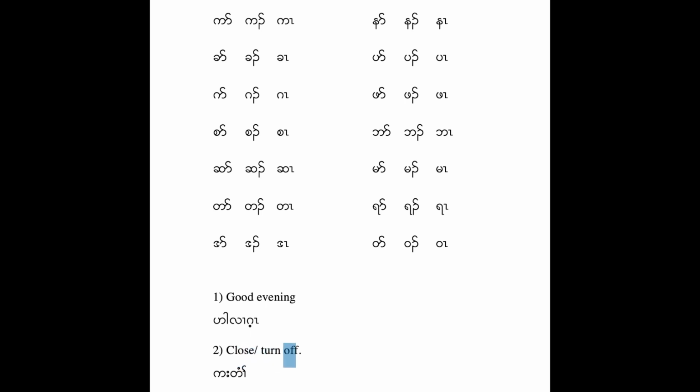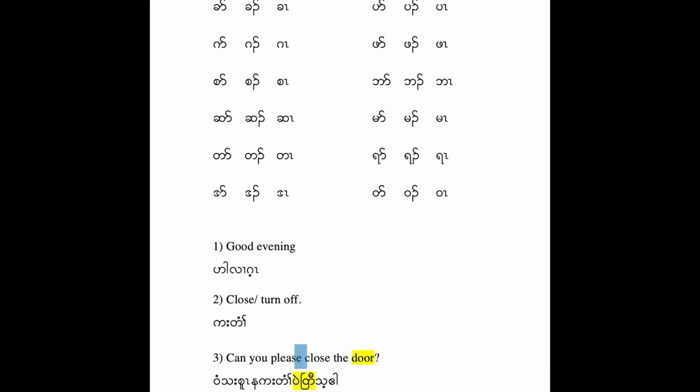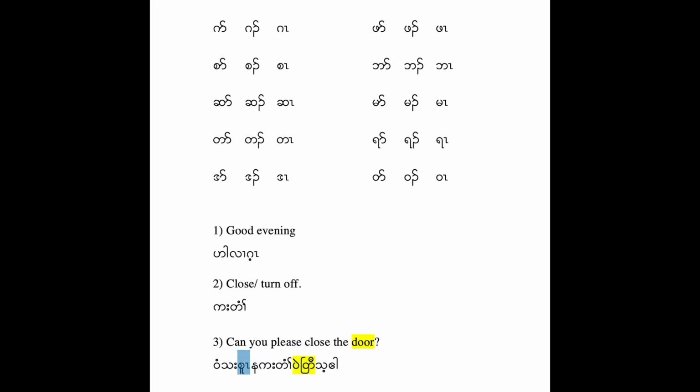Close or turned off is gati, gati, gati. So the third one is, can you please close the door? Can you please close the door? Witasu negati Pedrothea. Witasu negati Pedrothea.